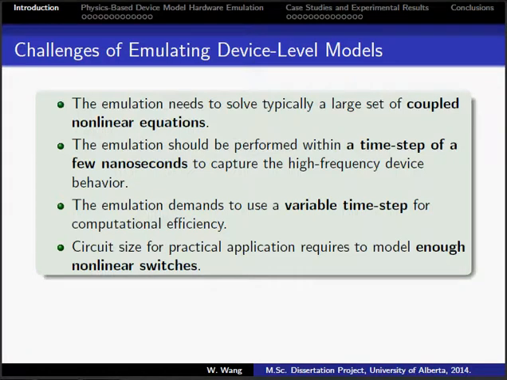There are several challenges to emulating device-level models. First, the emulation needs to solve typically a large set of coupled nonlinear equations. Second, the emulation should be performed within a time step of a few nanoseconds to capture the high-frequency device behavior. Third, the emulation demands the use of a variable time step for computational efficiency. Most importantly, circuit size for practical applications requires modeling enough nonlinear switches.